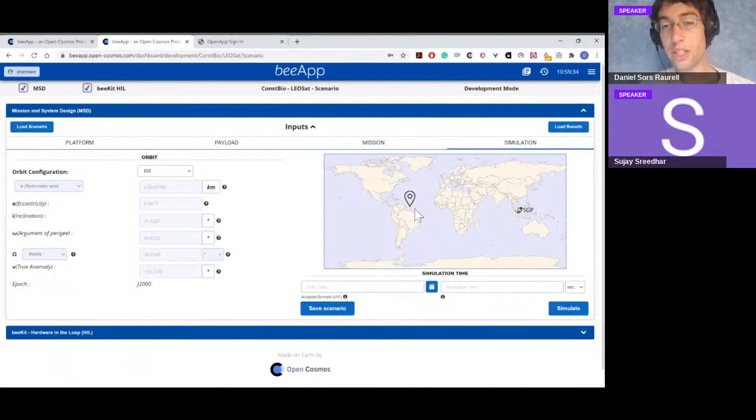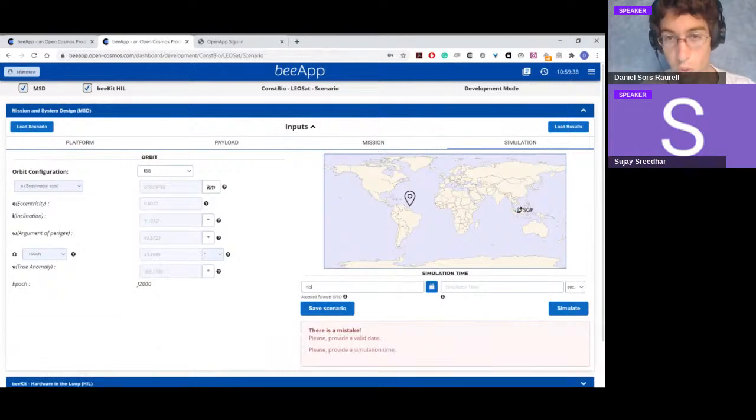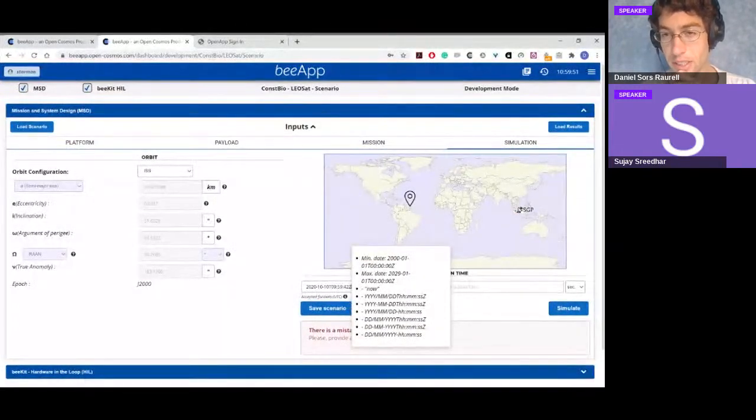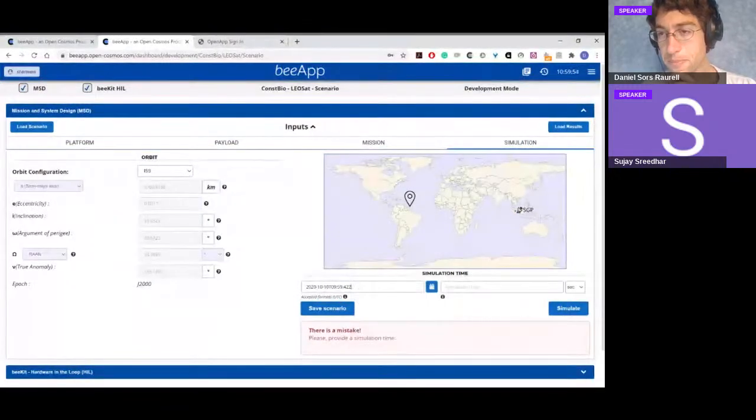So to launch the simulation, we only have to write the start time. If you write NOW, as soon as I click on the W, my local computer time is input automatically. So write now, or write in any of the formats that you see here in the information pop-up, and launch a simulation.